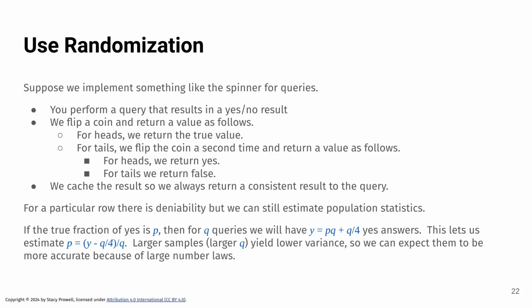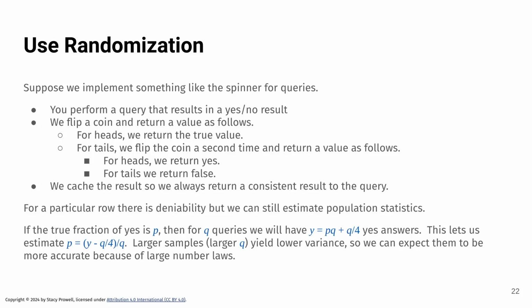So the true fraction of yes, if we think about the spinner here, and we think about the true fraction of yes being p. In this case, it would be whatever the population value is when we land in that section that says tell the truth, right?